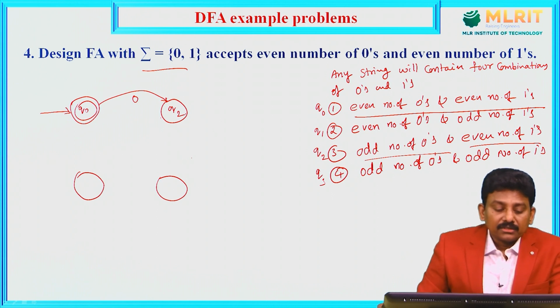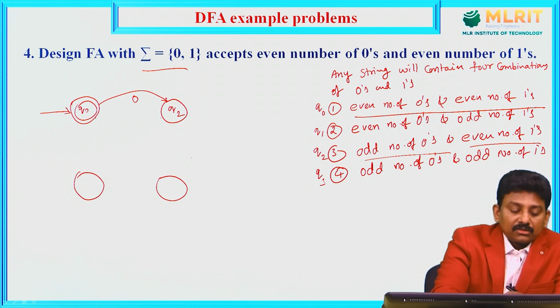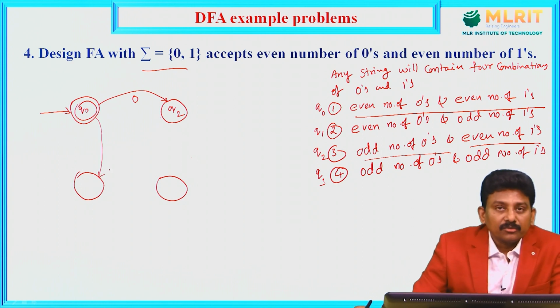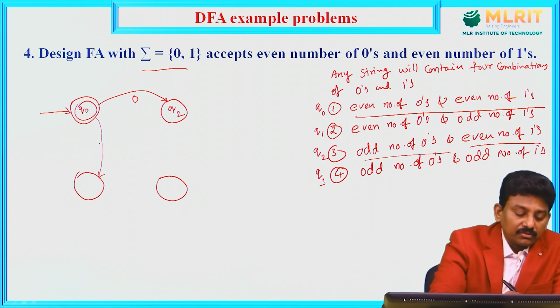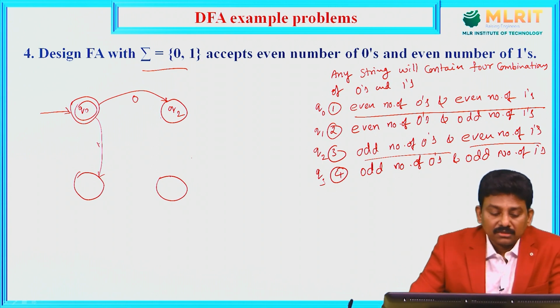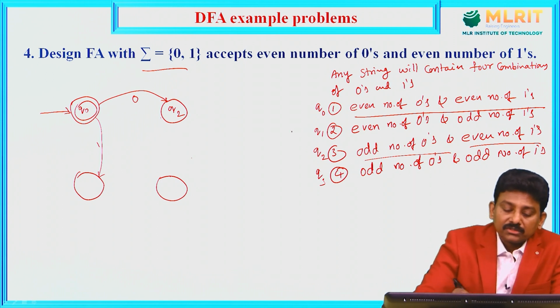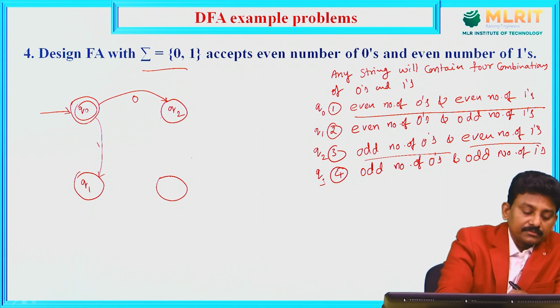If you read 1 in Q0, where Q0 means 0 zeros and 0 ones, ones become odd and zeros stay even. So even number of zeros, odd number of ones. This is Q1.